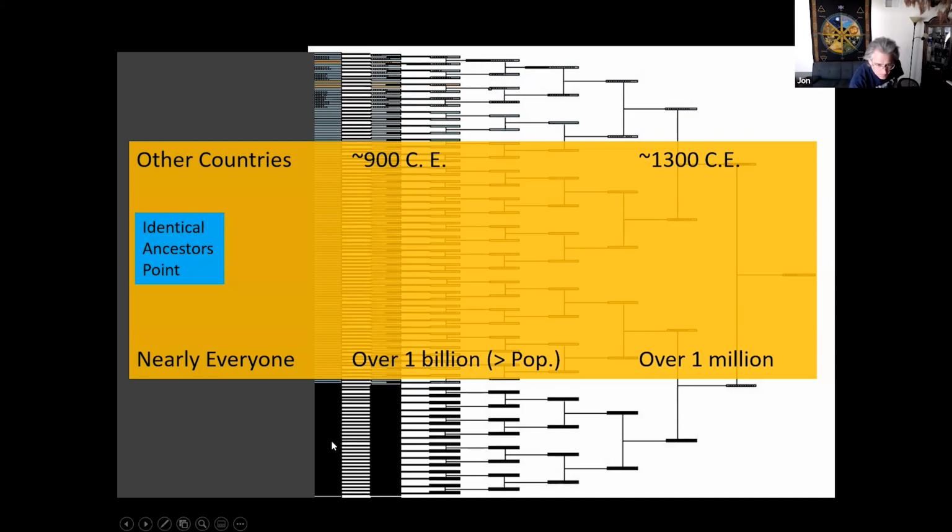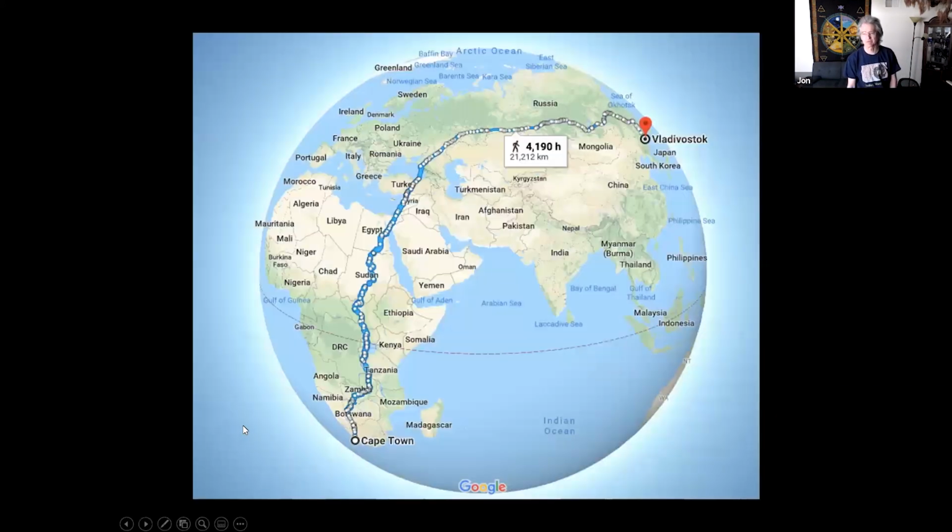Now, kind of hard to deal with all those big numbers. I want to point out that that's not as hard to imagine as you might think. If you go on Google Maps and you try playing around with it, you'll find that you can walk all the way across the earth in about a year.